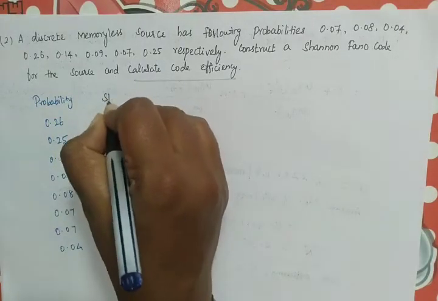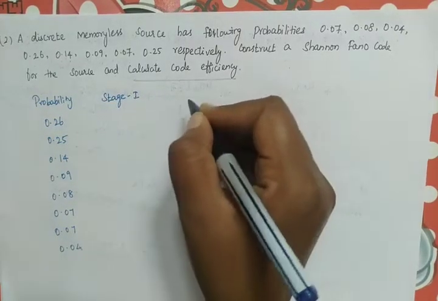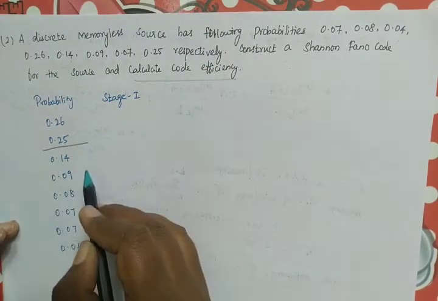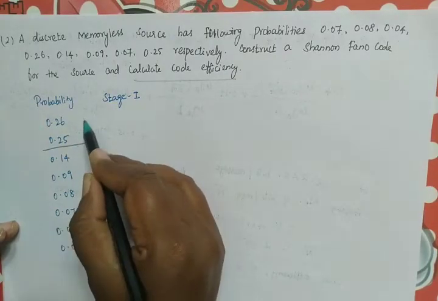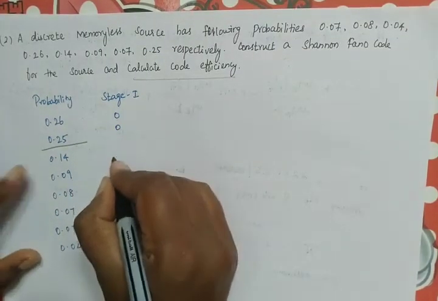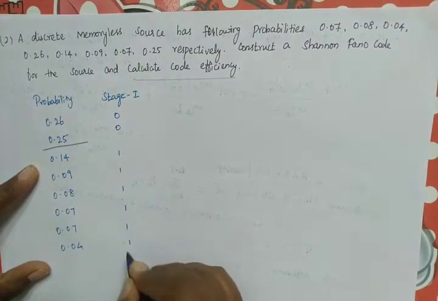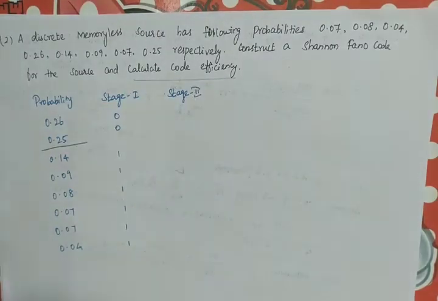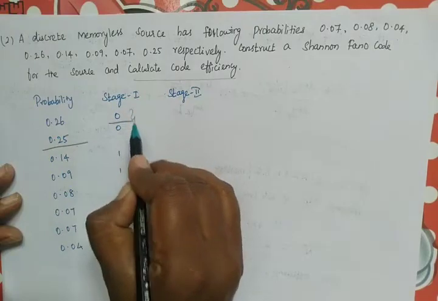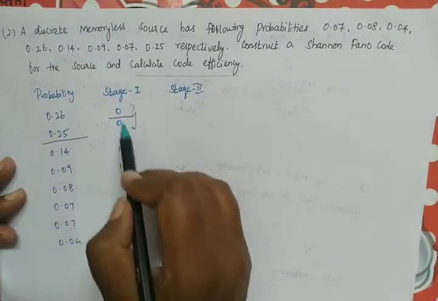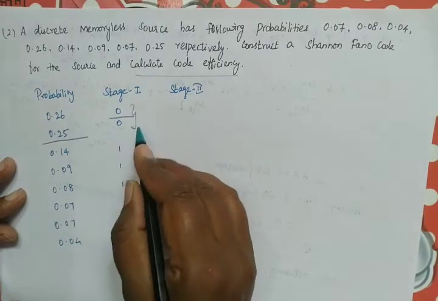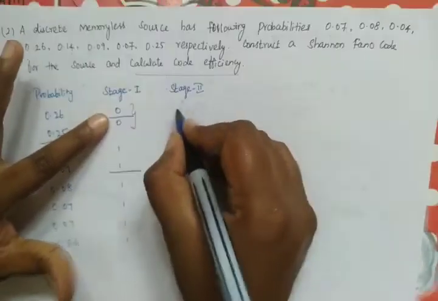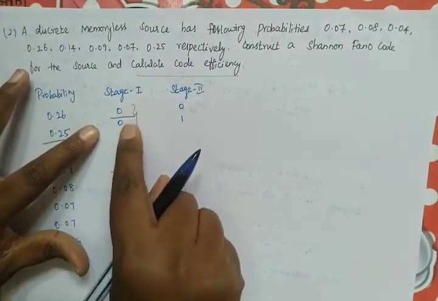So what is our stage 1? What do we have to do in stage 1, stage 2, stage 3? In stage 1, we have to split this into 2 groups. The part above this line is said to be the 0 group, and below the line is the 1 group. That's it. And in stage 2, now again here we have 2 zeros. In the previous problem we had only 1 zero, but now we have 2 zeros. So now split this into 2 groups, 0 group and 1 group. Above this line is 0, below this line is 1.